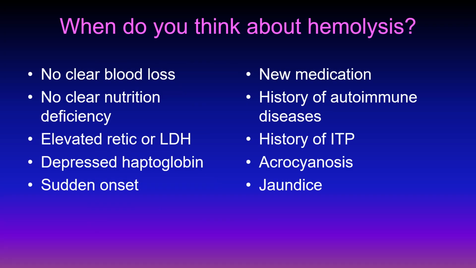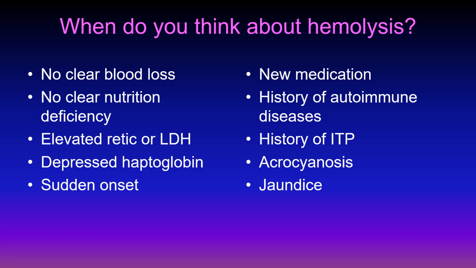Now, when do you think about hemolysis as a cause of anemia? Well, you think about it when there's no clear blood loss, when there may be no clear nutritional deficiency, where the reticulocyte count or LDH are elevated, or there's a depressed test called the haptoglobin, or there's sudden onset of anemia. We worry about new medications. We measure and assess for other autoimmune conditions such as lupus. We look for a history of ITP, which is destruction of platelets.